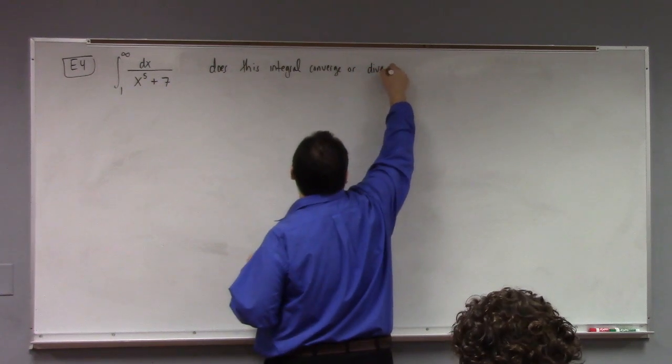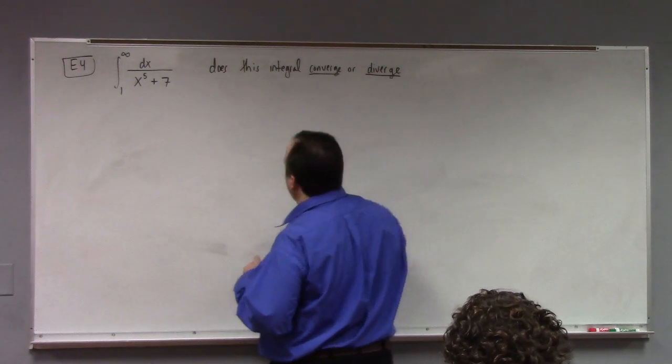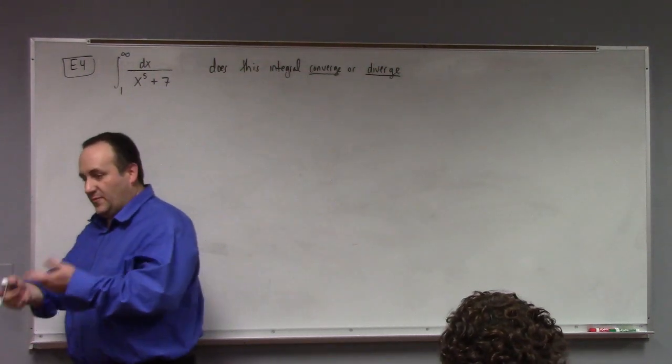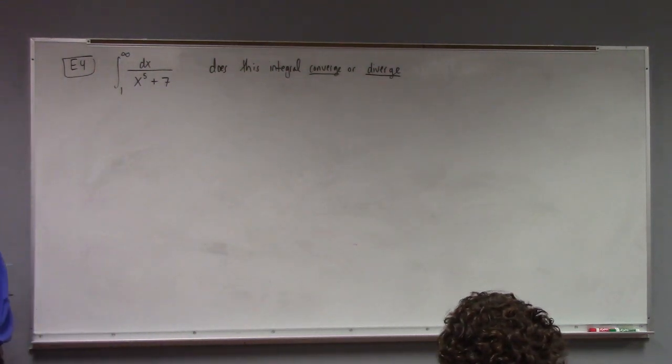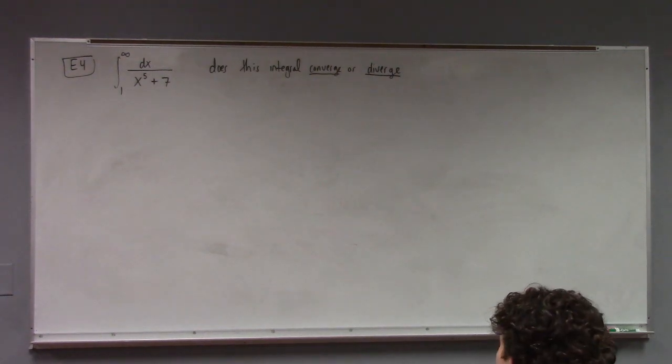And I don't guess I've defined those words carefully, but by converge I mean that the limiting process which we implicitly intend with that notation, do those limits exist and are they finite numbers? Diverge means that the limits involved in the integration process go badly and they blow up or they don't exist. Okay, so what do you guys think?